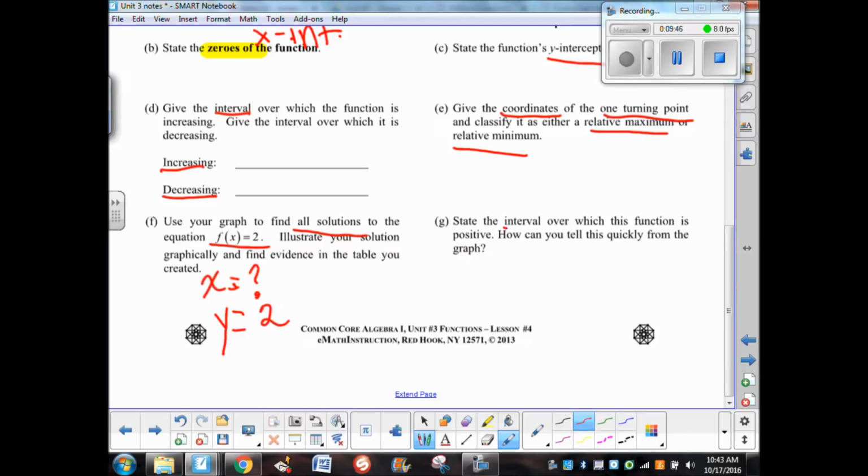And then this last piece: state the interval over which the function is positive. I'm going to make you think about that one. How can you tell this quickly from the graph? I want you to think about where it's above the x-axis.